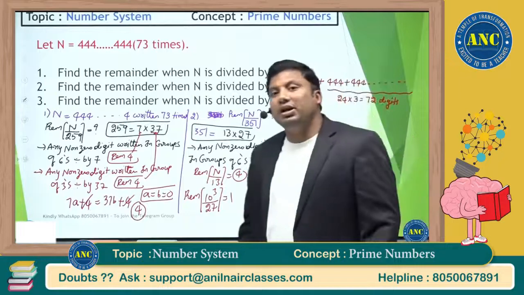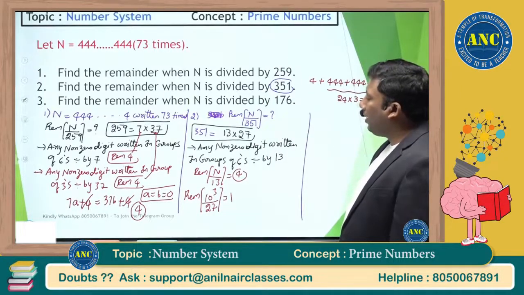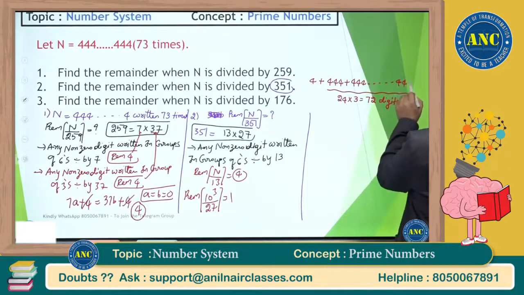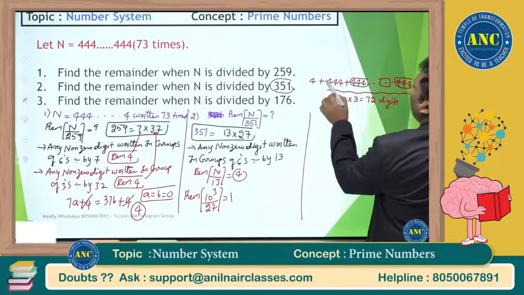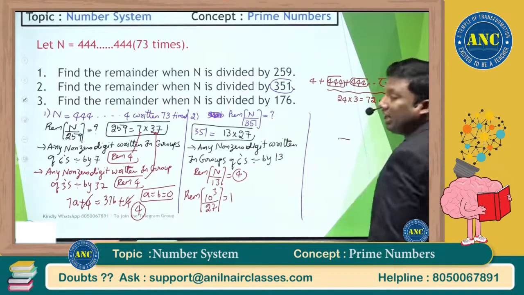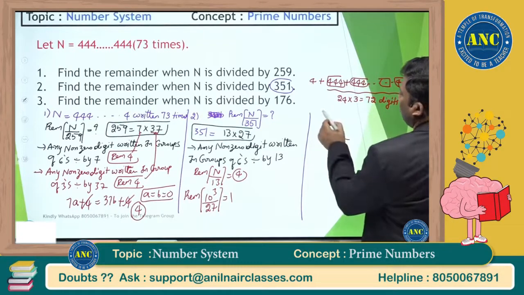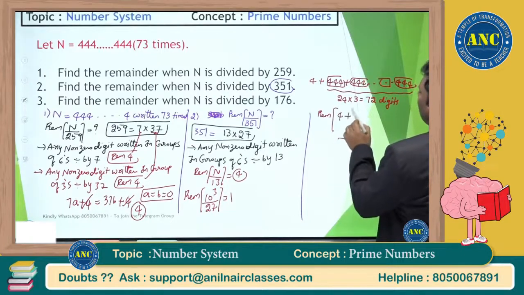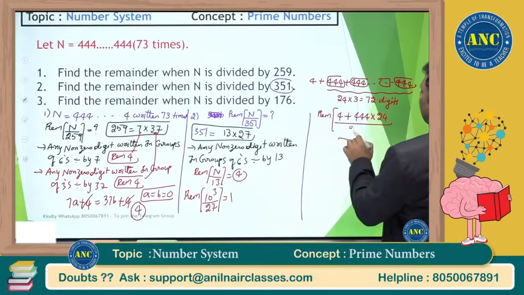What is the divisibility rule of 27? Start from the right hand side. Take a group of 3 digits and add them. So if I keep on taking groups of 3 digits, first 3 digits, next 3 digits, like the 24 groups I will take. 24 into 3 is 72, plus one more number. So we have to add all of them. 4 plus... So 444 is added how many times? 24 times, divided by 27.